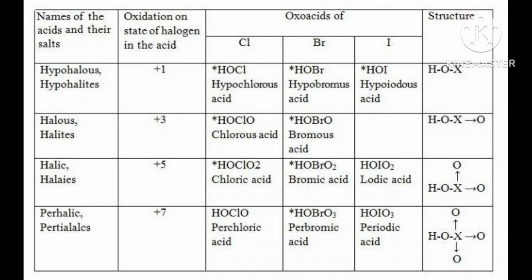ClF5, chlorine pentafluoride. It is again a colorless liquid. BrF5 and ClF5 both are colorless liquid. And its structure is again the same, a square pyramidal. All IF5, BrF5, ClF5 are square pyramidal. All three are square pyramidal.